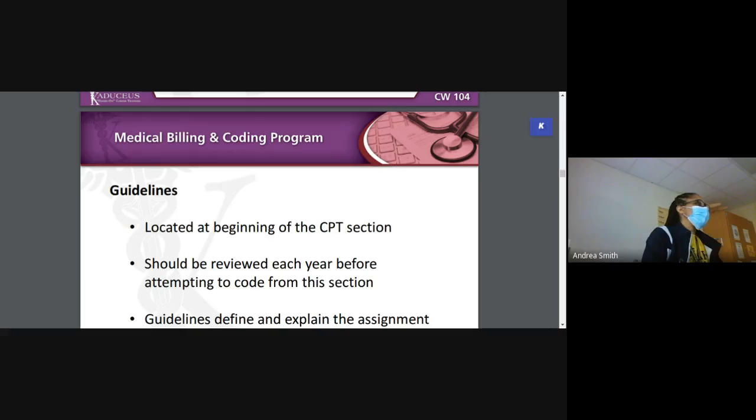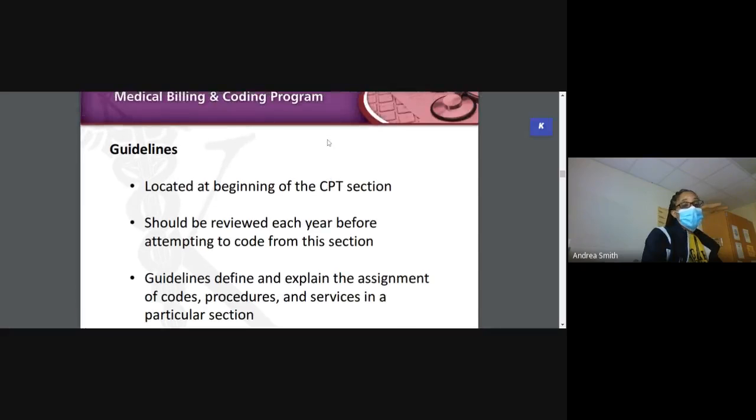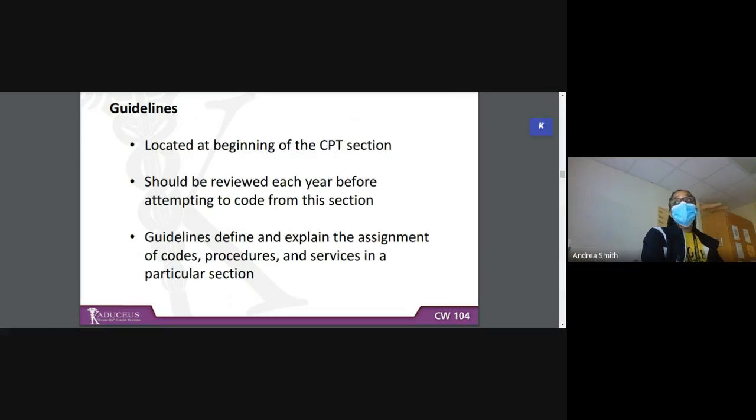As it explains in the notes, it should be reviewed each year before attempting to code from this section, because the codes change. And when are the codes updated? October 1st every year. Correct. So if you work at a cardiologist and the codes change, but you're still using the codes from 2019, then you may not get paid. You need to always update your code sets every year. As you see, they could be revised, deleted, or exchanged. So you just need to make sure you're using the codes that you need to be using.